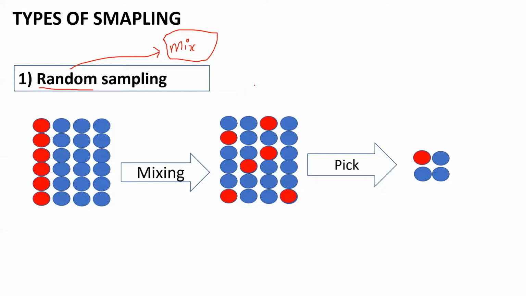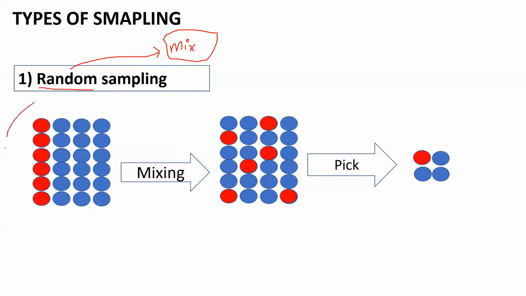So during the lotto draw, you will see that the balls are mixed before the draw is made. So every ball has an equal chance to be picked, that you can actually measure using probability. So the moment you're doing that, you're doing random sampling.